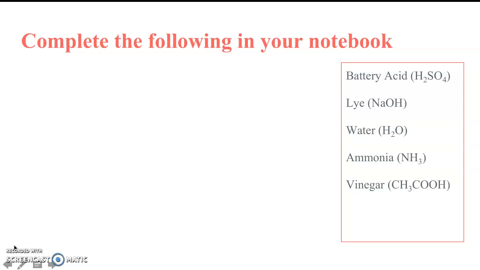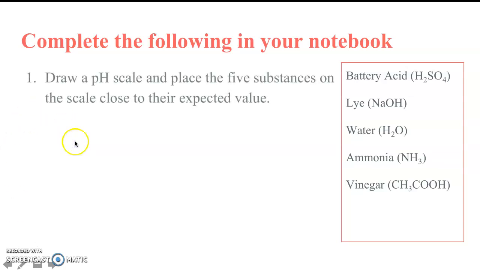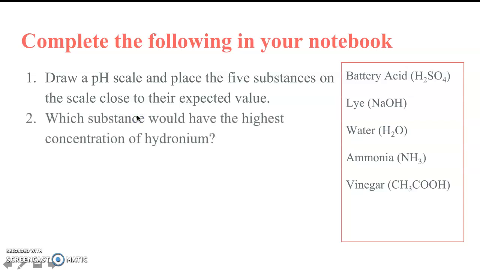But on the side here, you can see these 5 substances ranging from battery acid to vinegar. All of these have different pHs. They range from acidic to basic, and you're going to place them on a pH scale. So what I would like you to do is draw a pH scale. Place these 5 substances on the scale as close as you can get to their expected value. These are substances that were in the last set of notes at the very end of the video, or you can Google their pHs.